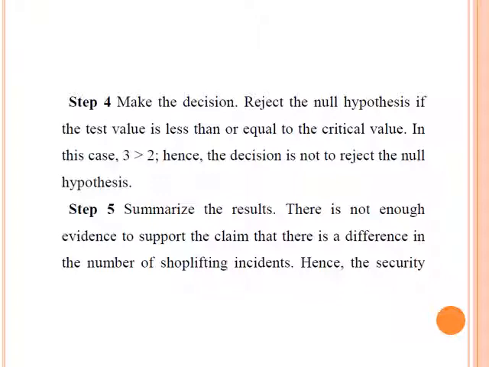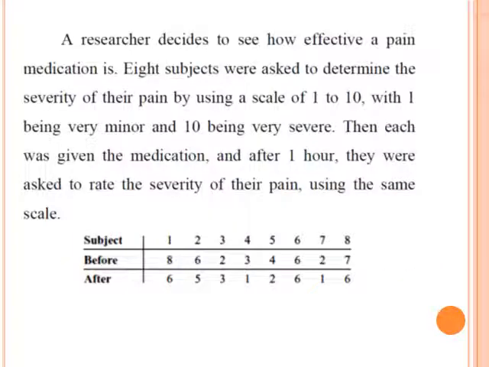Now we will summarize the results. There is not enough evidence to support the claim that there is a difference in the number of shipping, hence we will not reject the null hypothesis that there is no difference. This is all for the Wilcoxon signed test when the samples are dependent on each other. Now you have an exercise.